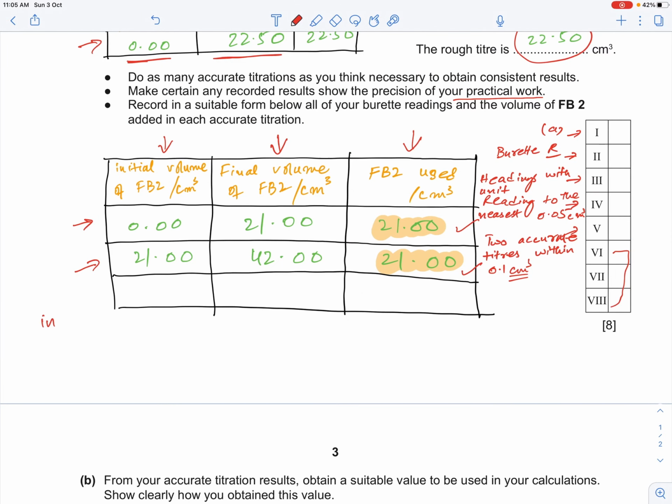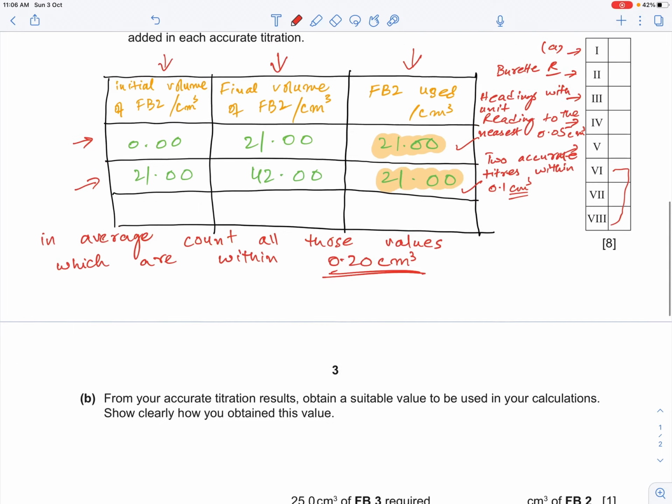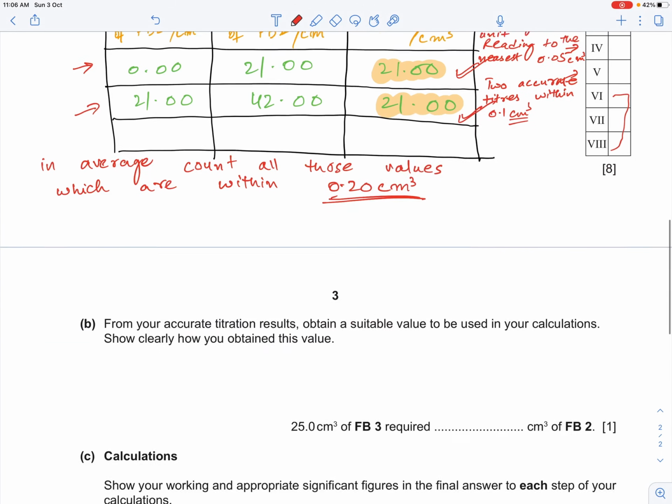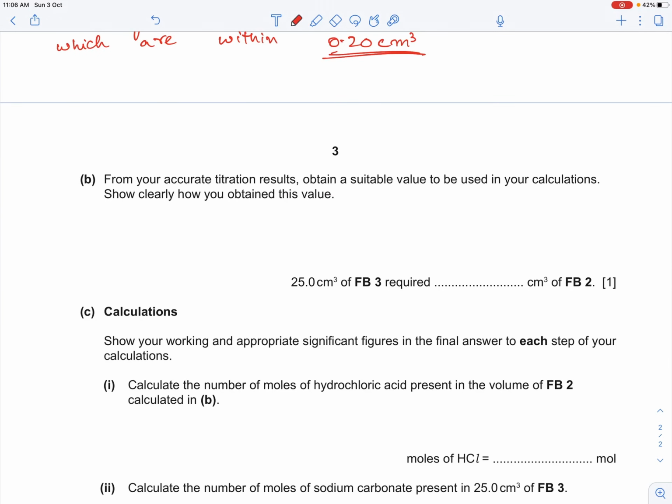Just remember this: in the average, count all those values which are within 0.2 cm cube. All right. So as both my titrations are the same, I would take these two results. You have to take your best titrations, and the average titer would be 21 cm cube.